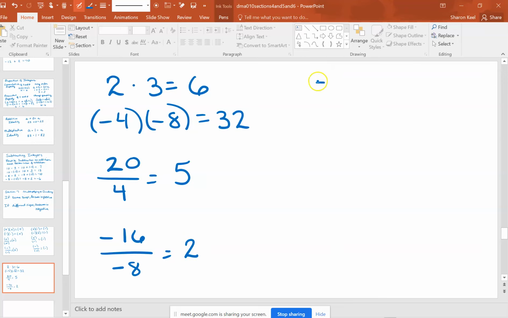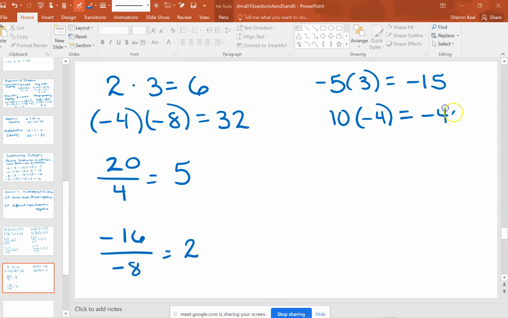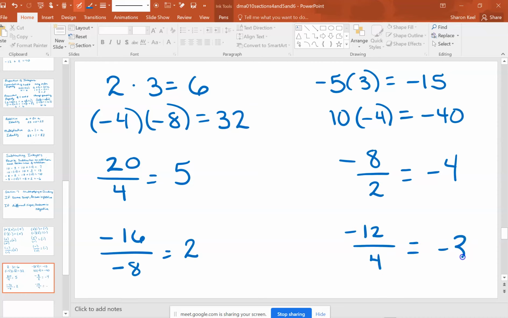If you have negative 5 times positive 3, you're going to have a negative 15. If you have a positive 10 times a negative 4, you're going to have a negative 40. A negative 8 divided by a positive 2 is going to give you a negative 4. And if you were to have a negative 12 divided by a positive 4, your answer is going to be a negative 3.